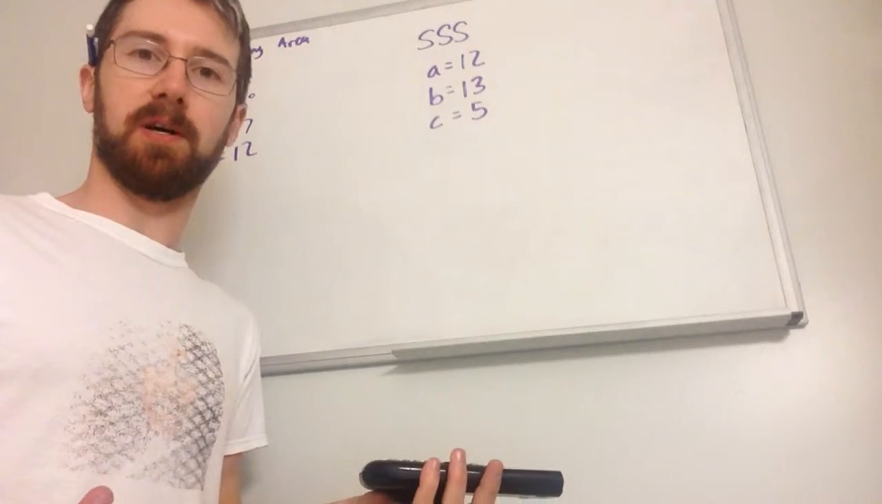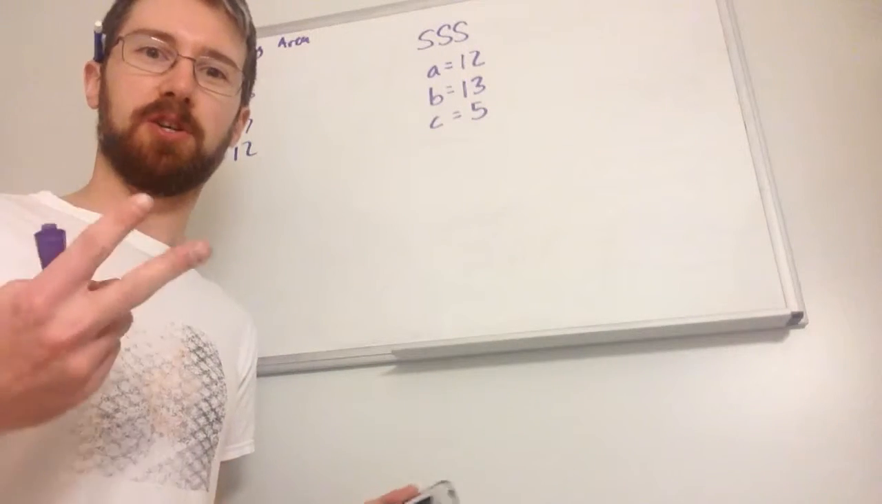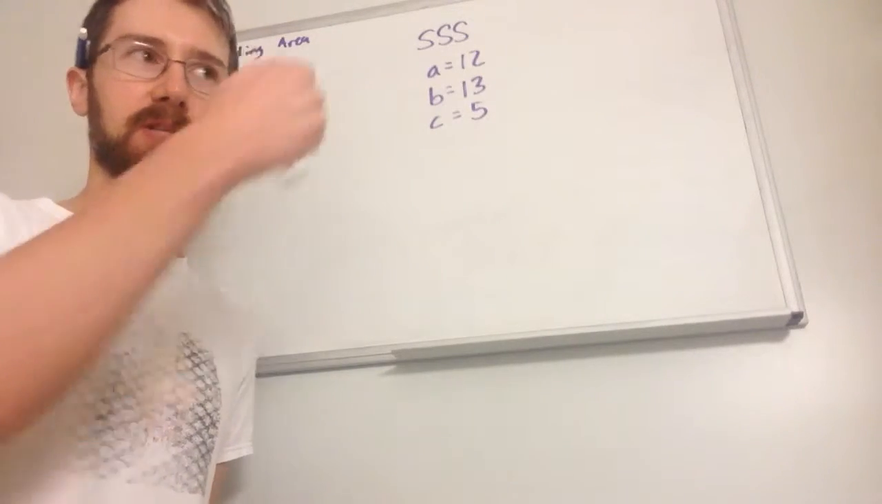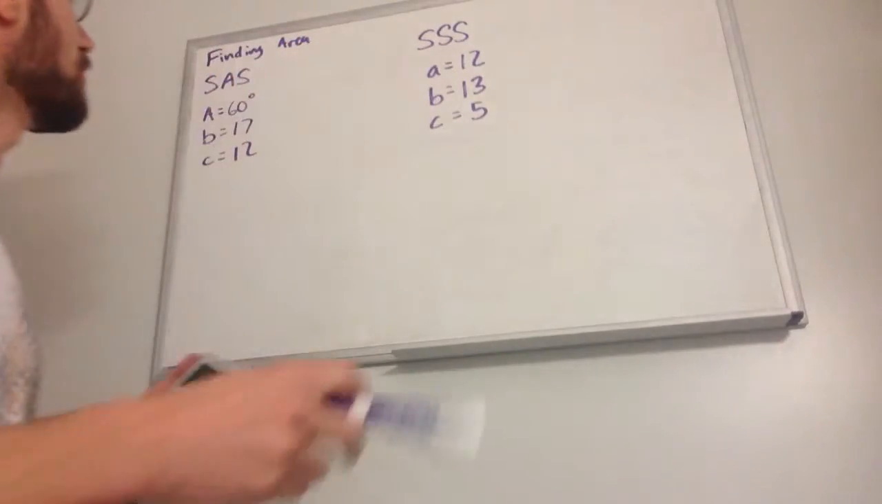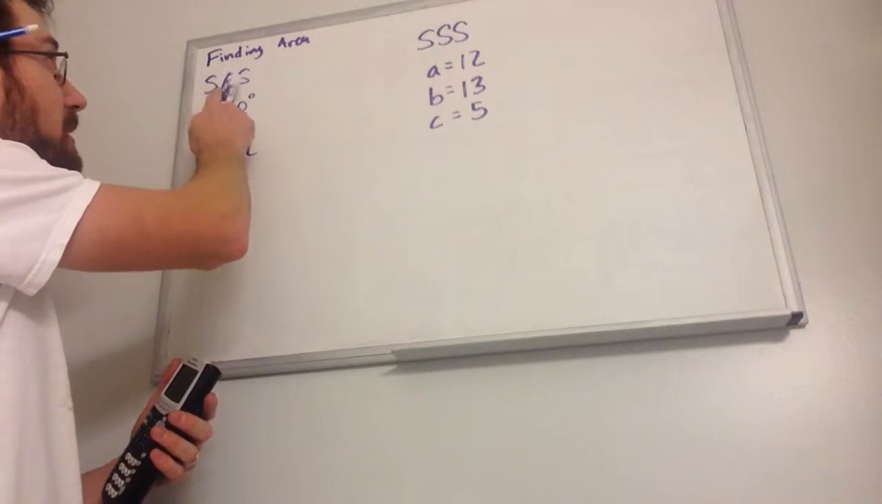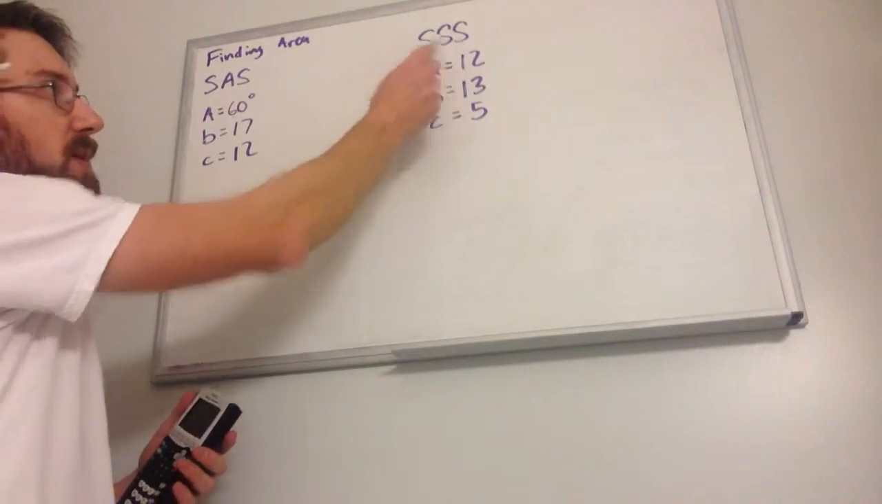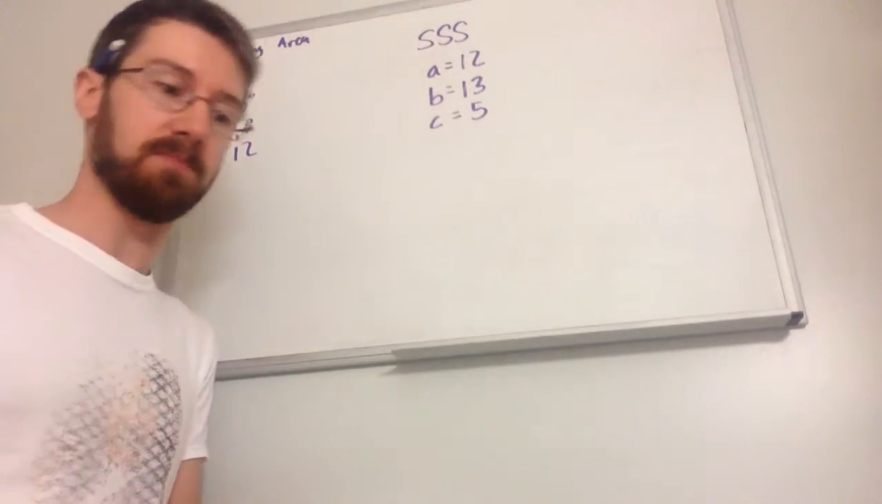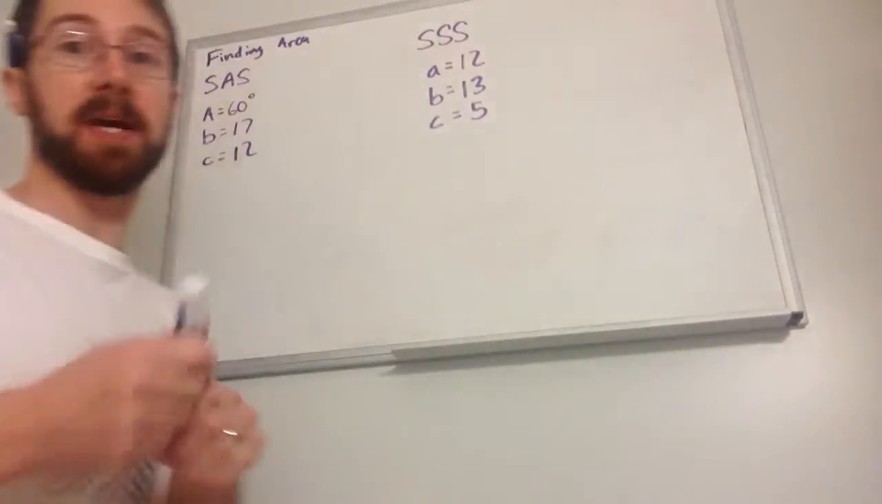Figured I'd do an area video on our two possibilities for our different area formulas that we learned in 13.5 and 13.6. One of them is when we're given a side, an angle, and a side, and the other is when we're given three sides. Now this is how it's going to look on the quiz. You're not going to get a diagram, so you might want to start by making that diagram.